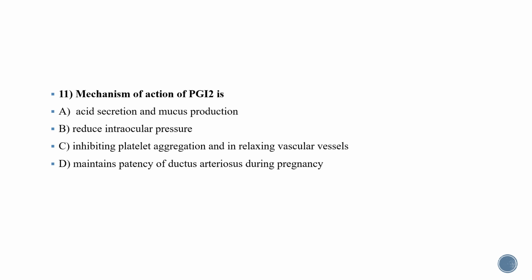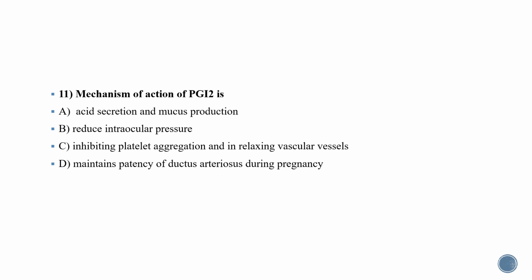Today we are going to continue with the remaining recalls discussion. Okay, so question number 11. Mechanism of action of prostaglandin I2 is. The options are acid secretion and mucus production, reduce intraocular pressure, inhibiting platelet aggregation and relaxing vascular vessels, maintains patency of ductus arteriosus during pregnancy.